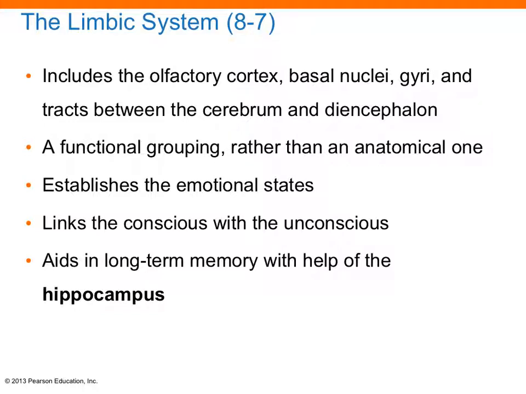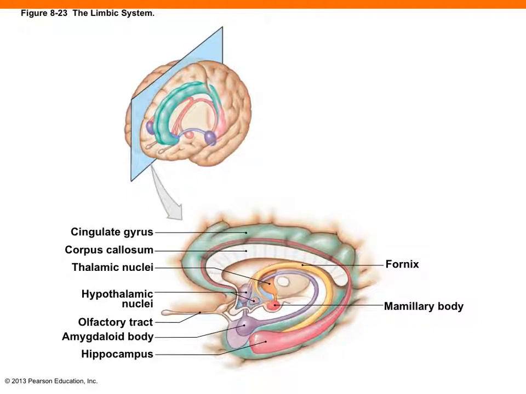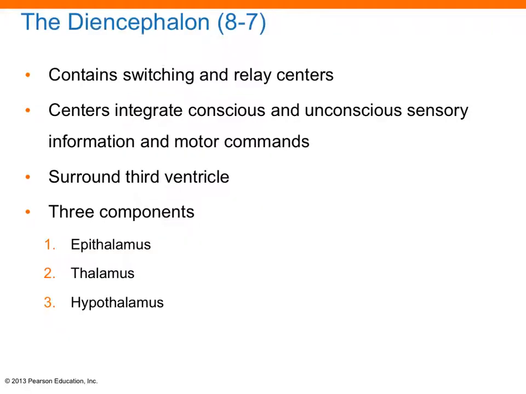There is something called the limbic system. It includes the olfactory cortex and the tracts between the cerebrum and diencephalon. It also establishes the emotional states, and it links the conscious with the unconscious, and it also aids in long-term memory with the help of the hippocampus. This shows you where these are.